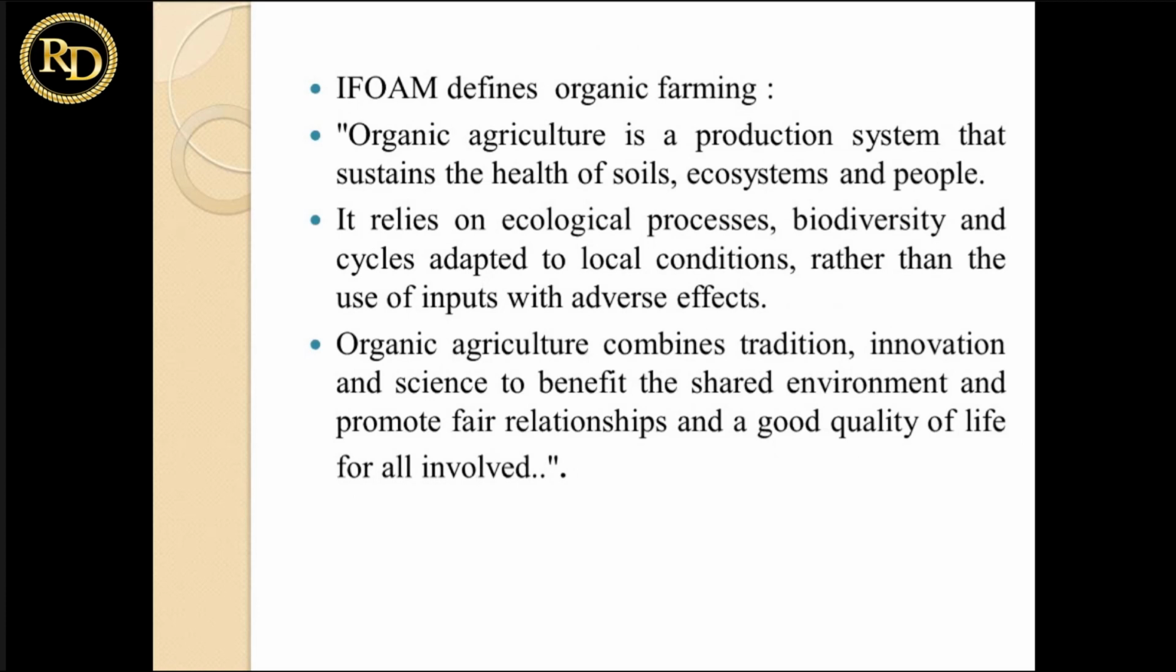The definition given by IFOAM is: organic agriculture is a production system that sustains the health of the soil, ecosystem, as well as the people. Now see, we have already seen three definitions. We have seen the definition of USDA, we have seen the definition of the Codex. Now this IFOAM has defined it also as a production system. Earlier we have seen the management of the production system. Now it is saying that it is a production system that sustains the health of the soil. Here the priority is given to the health of the soil: physical health, chemical health, biological health, all the systems, we have to go for maintaining the health of the soils.